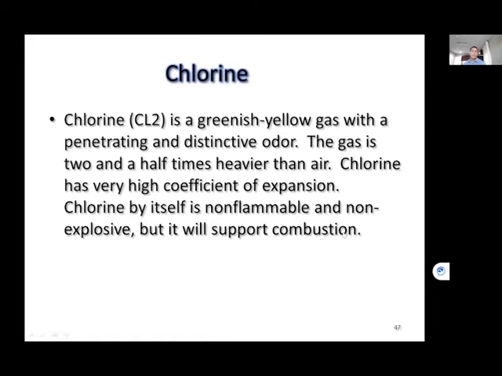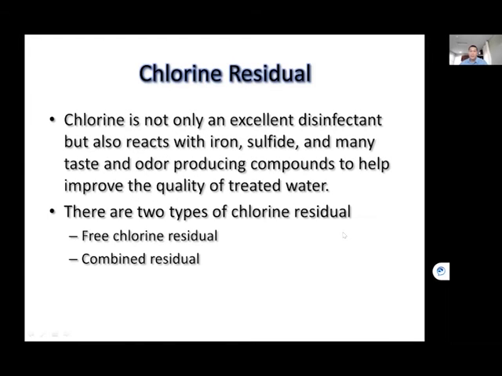And then there's chlorine. Chlorine is a greenish-yellowish gas with a penetrating and distinctive odor. The gas is 2.5 times heavier than air. Chlorine has a high coefficient of expansion. Chlorine by itself is non-flammable and non-explosive, but it will support combustion. Chlorine residual is important. Chlorine is not only an excellent disinfectant, but also reacts with iron, sulfide, and many taste and odor producing compounds to help improve the quality of treated water.